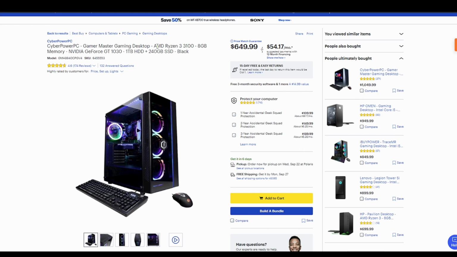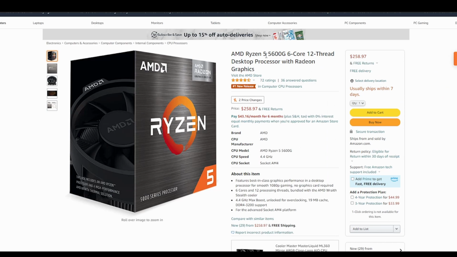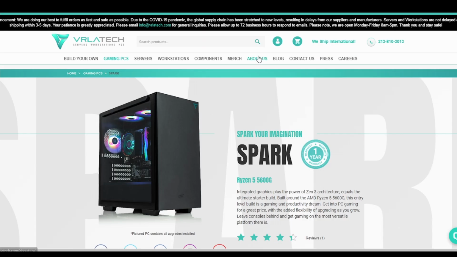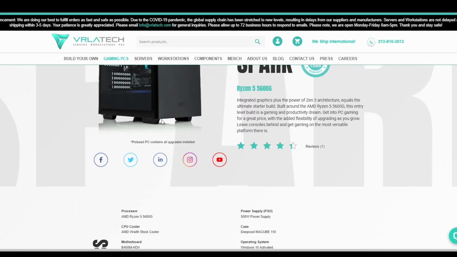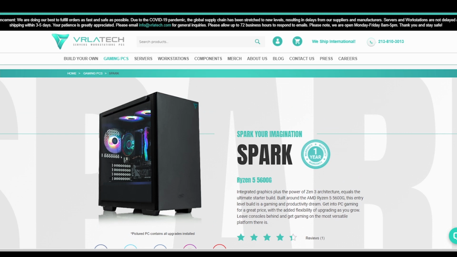And the main reason is that a lot of times in order to compensate for that price range, they are going to be throwing in lower end CPUs. So this is only a Ryzen 3 3100, so this CPU only has 4 cores and 8 threads. Compared to the CPU on the Ryzen 5 5600G, or sorry, the Spark, it's going to have 6 cores and 12 threads, and it's going to be a lot better.